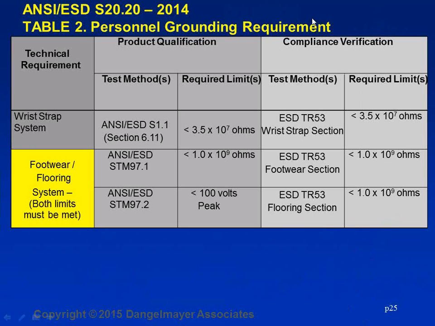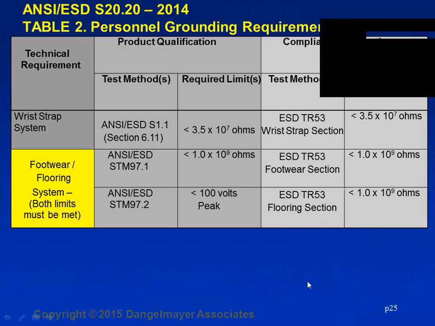There's one method for testing the flooring, and it includes both the ESD STM 97.1 and STM 97.2 standard test methods. So your resistance of the person through the footwear, through the floor to ground for qualification is less than 1 times 10 to the 9th. And when you do the walking voltage, any peak voltage on the person should be less than 100 volts.